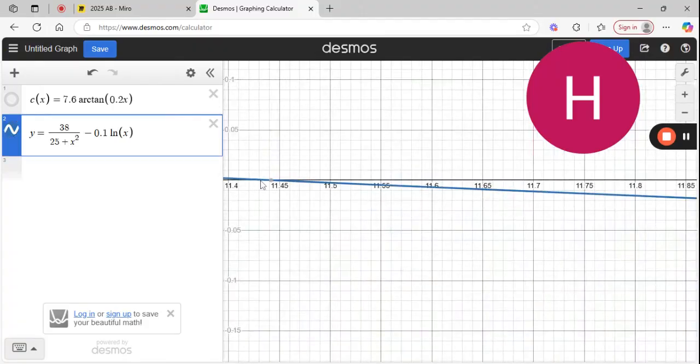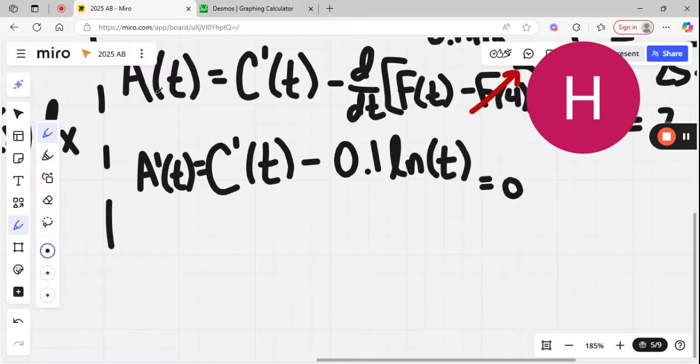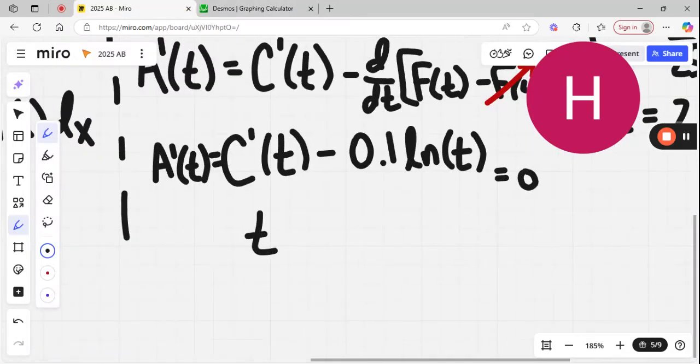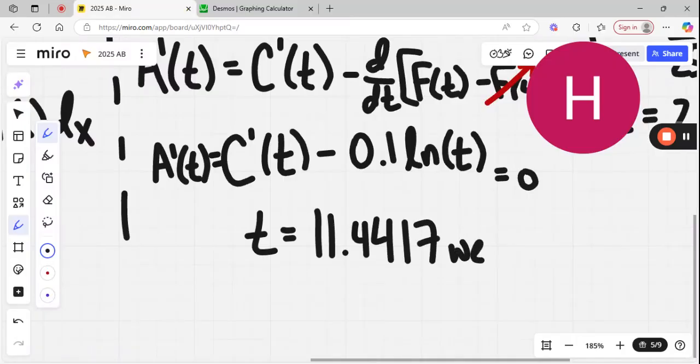All right, so what was that? 11.4417, you can write it. If you're nervous about the rounding, you can put 442, I'm sure it'll be fine. But if you put 11.4417, and this is in weeks, that's also worth checking out.